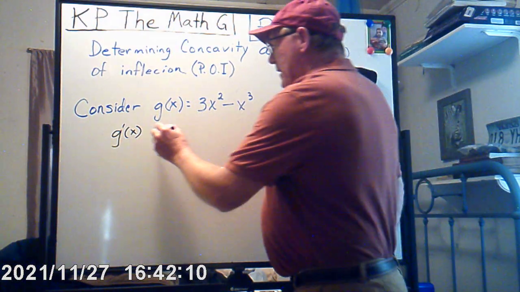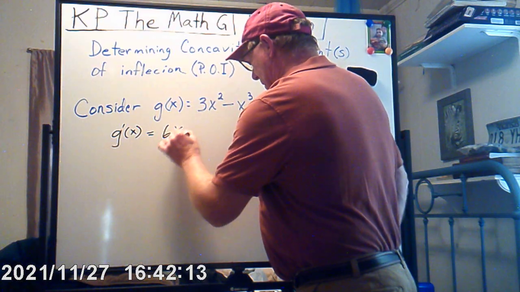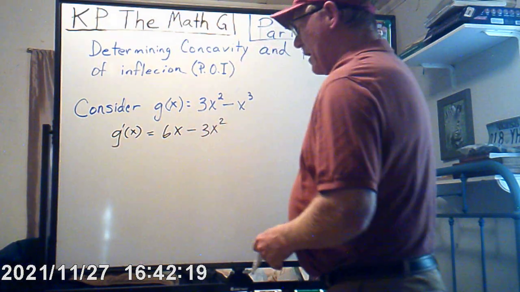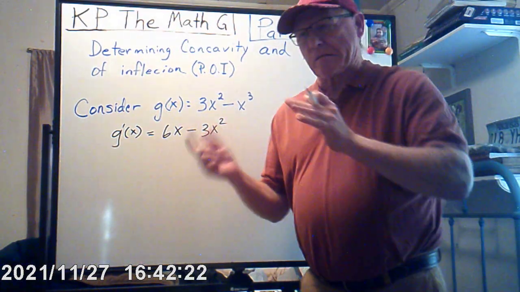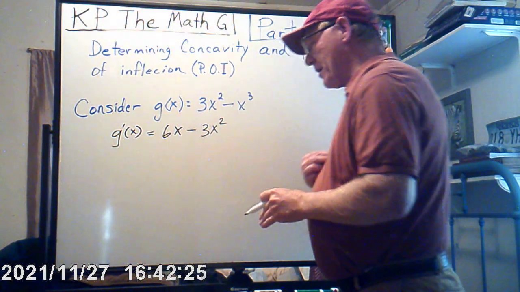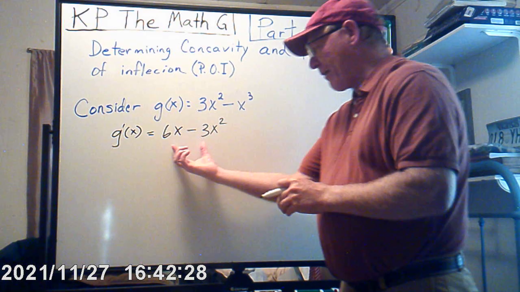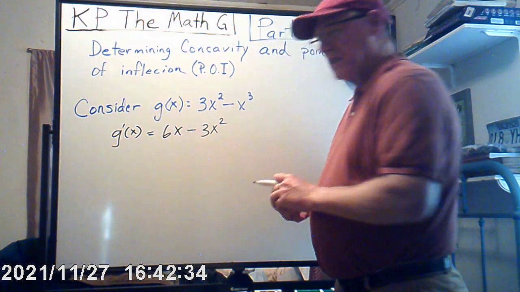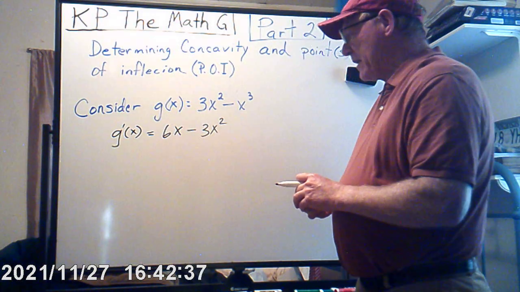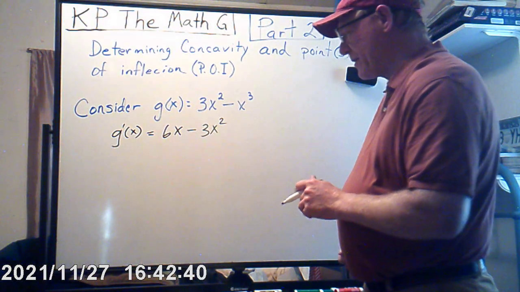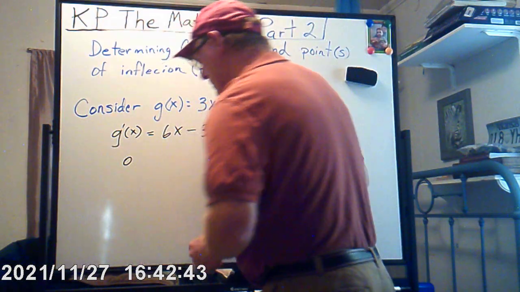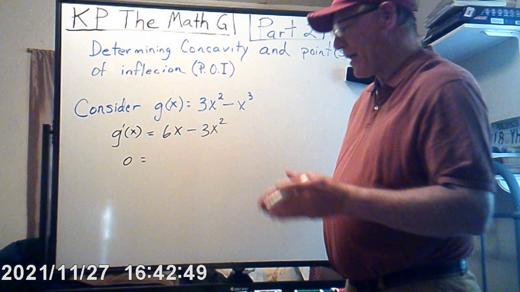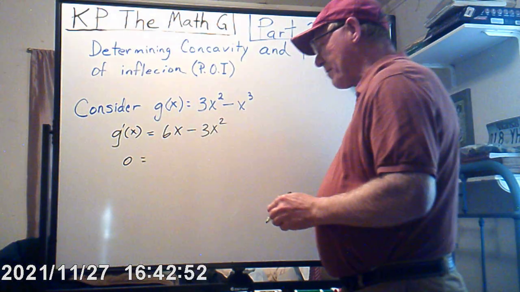So here we go. g prime is 6x minus 3x squared. What we want to do is find the horizontal tangent, because that is where g switches between increasing and decreasing. It actually means the slope of the tangent line is 0 at that point.